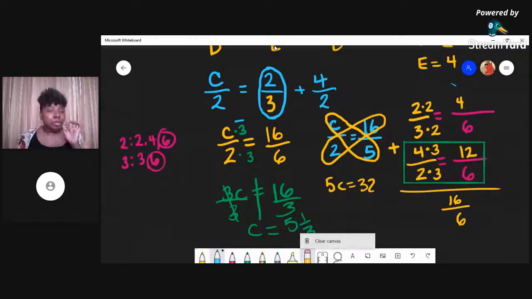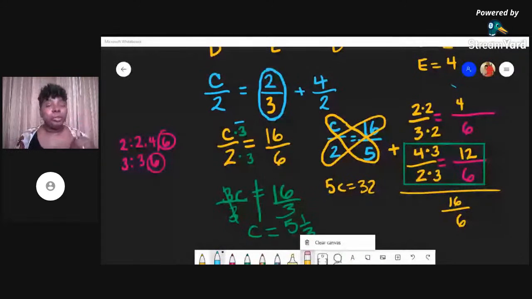But awesome. You knew exactly that. They say evaluating the expressions, right? So you knew that you had to plug in the numbers, replace those letters with the numbers they gave you, and then you were able to figure out how to get to the right answer.